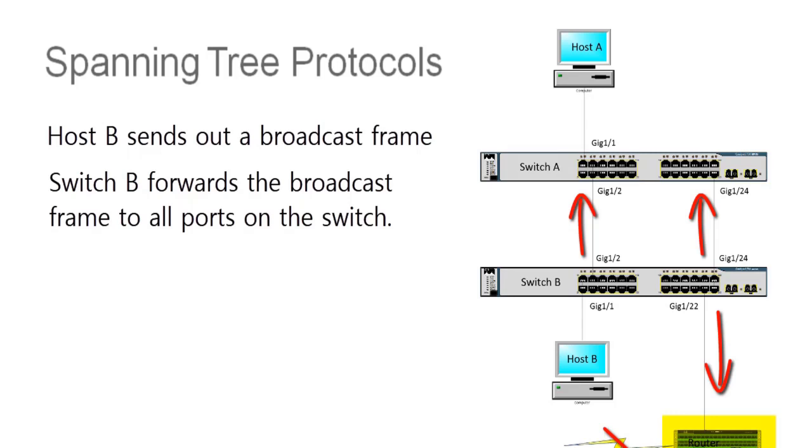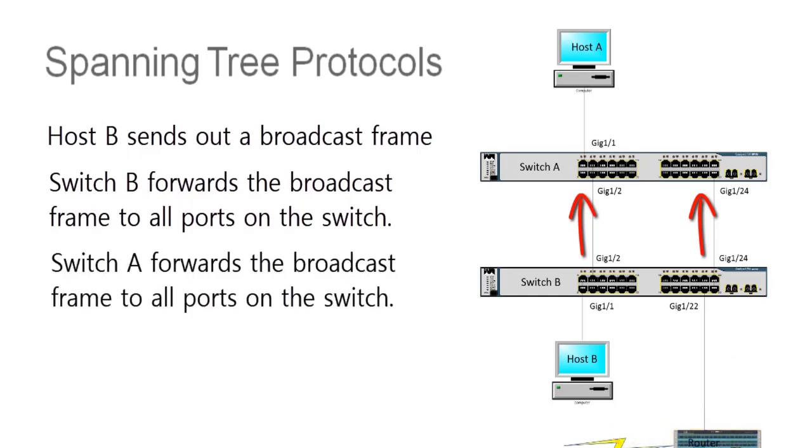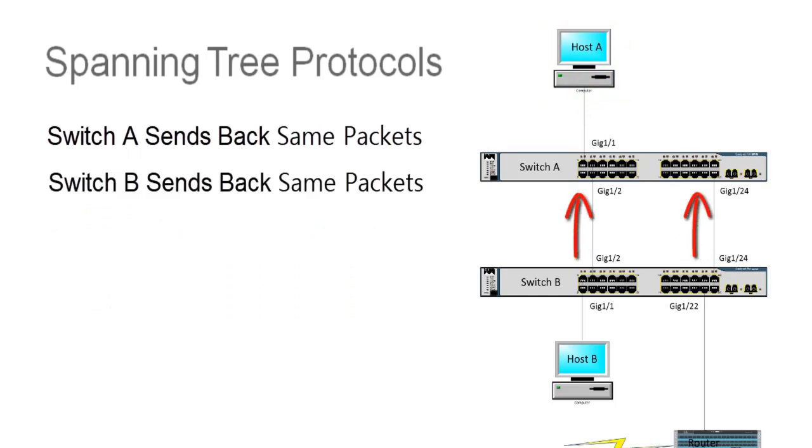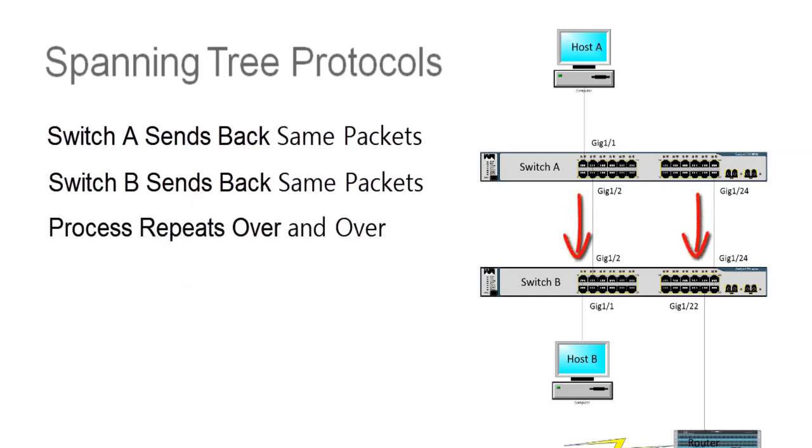The router will not forward the packet, as layer 3 routers don't forward broadcast frames by default. The outside network on a different router interface will not be affected at all. Switch A receives the packets and then forwards the packets to all ports with the active interfaces. Host A will receive the broadcast, which is initially not a problem. However, note that switch A is sending back the same packets to switch B. Switch B will then send the same packets back to switch A, and the process repeats itself over and over, on and on, very quickly.